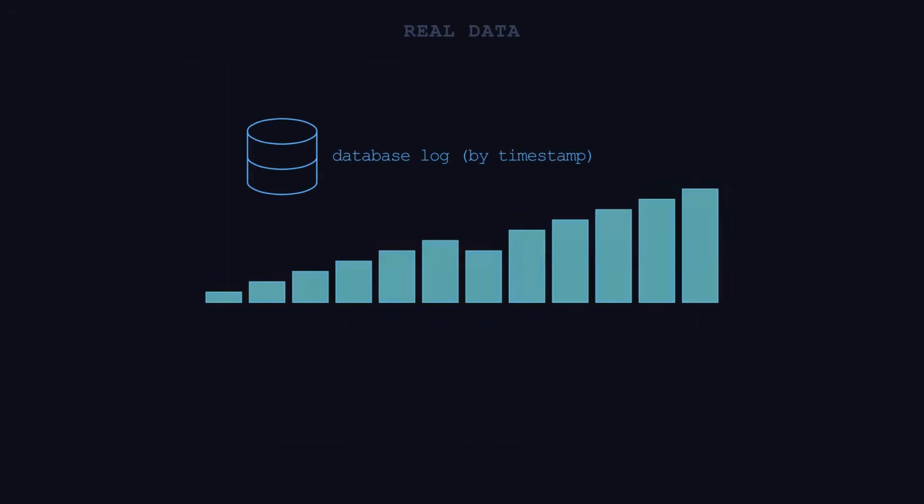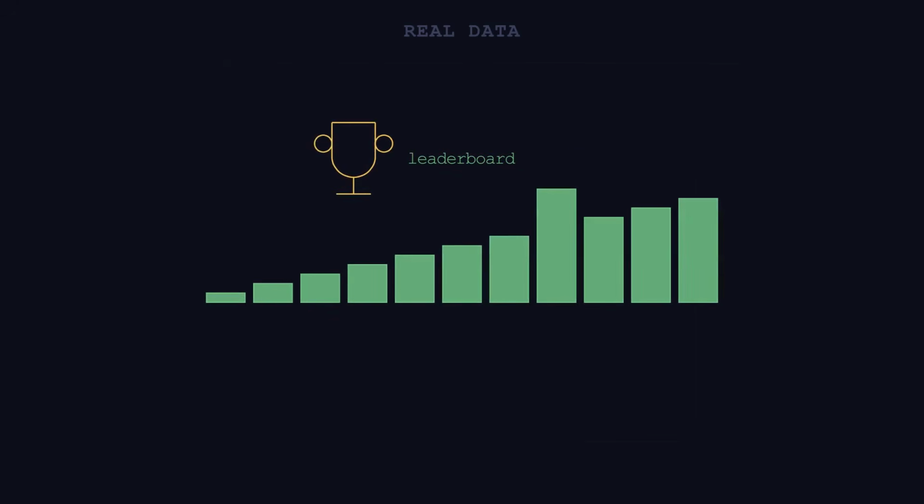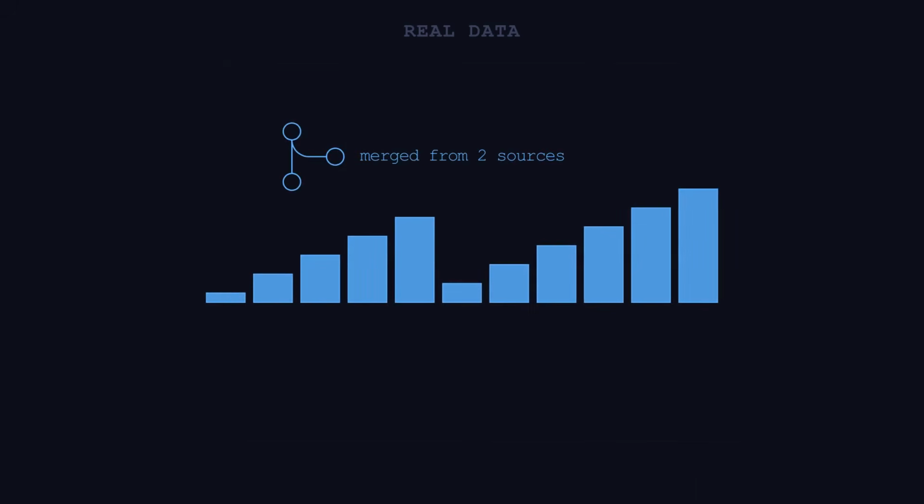A database log, mostly sorted by timestamp. A leaderboard after one score update, almost sorted except for one element. A merged list from two sources, chunks of sorted data stitched together. Timsort exploits this. Step 1.